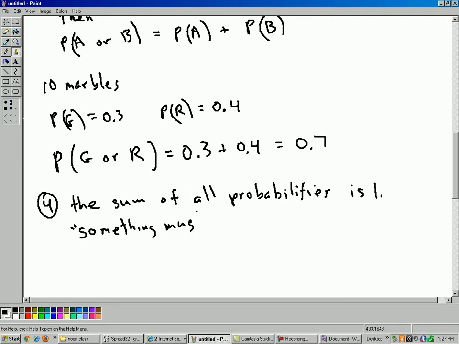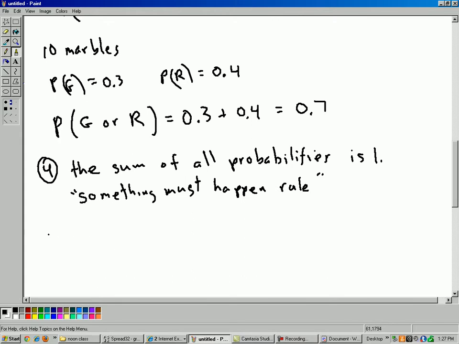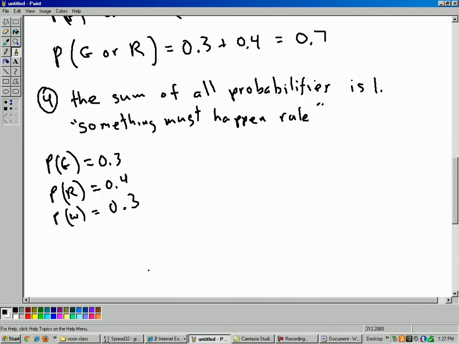Something must happen. So if you roll dice, or flip coins, or draw marbles, or whatever you do, you add up all the probabilities, and it has to equal 1. For example, back to the marble example here. Let's say the probability of green is 0.3, the probability of red is 0.4, and let's say you have one more color, white. You have some white marbles. Let's say that's 0.3. So then it all has to add up to 1.0.